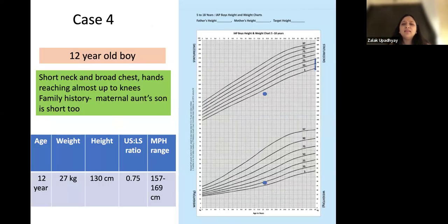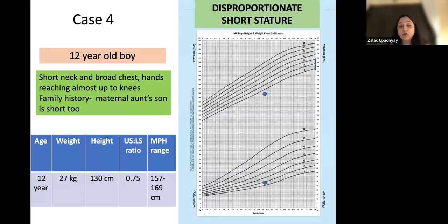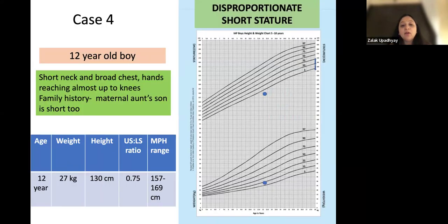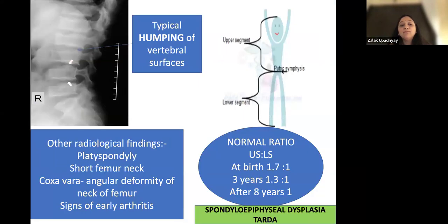Okay, I'll just show you this case. This was a short boy, short neck, broad chest, hands reaching the knee. There was a family history. Maternal aunt's son is also short. They also said that my maternal uncle is very short. When we went ahead, what we saw was that the upper segment, lower segment ratio was abnormal.